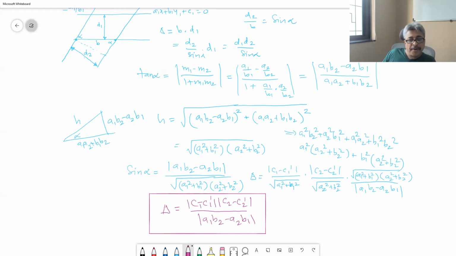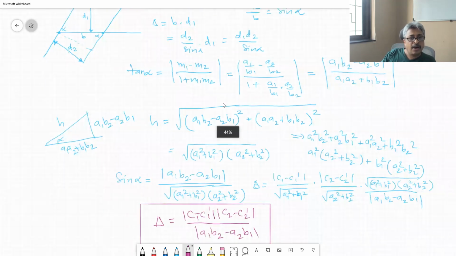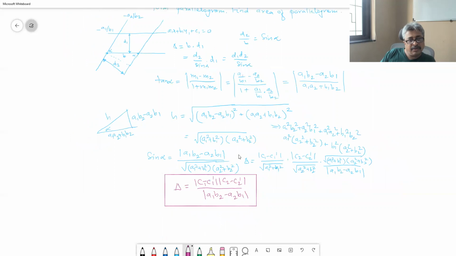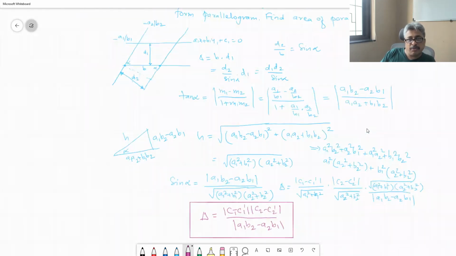Now let us analyze. Is this formula correct? We can always do this whenever we find out a new formula. Now this is a general case that we have taken. If c1 and c1 dash are equal, that means there are no two parallel lines, it's a coincident line, and therefore of course the area of the parallelogram must be zero. So if c1 is equal to c1 dash, we get area zero, correct. If c2 is equal to c2 dash, we get area zero, which is correct.